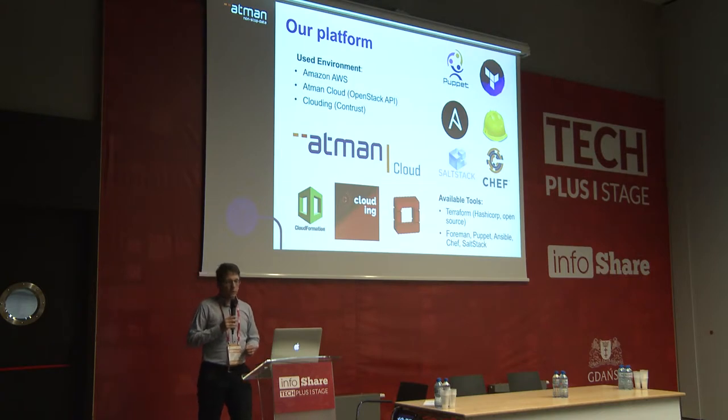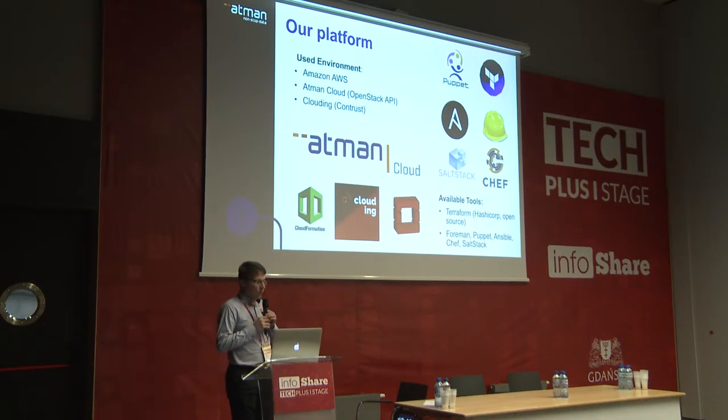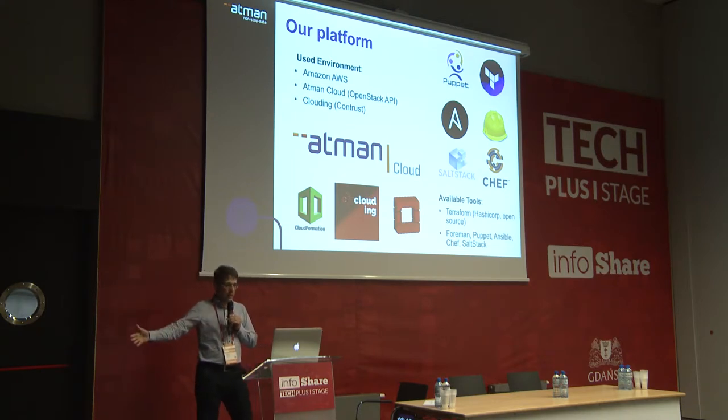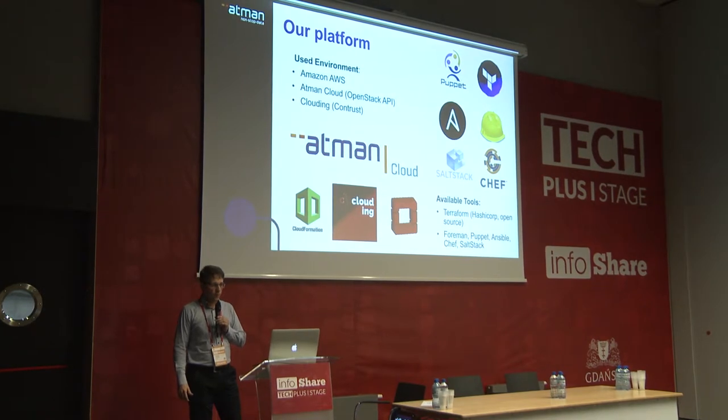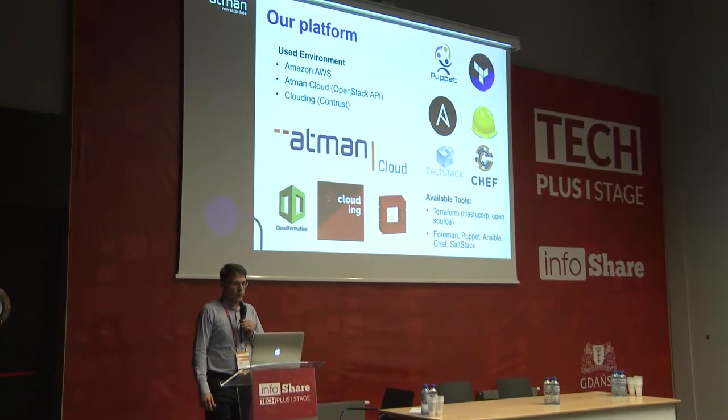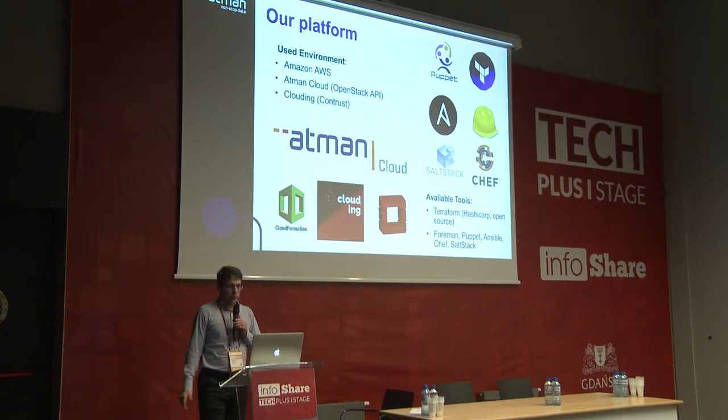In the real situation, we would like to show you a work environment, which is a kind of hybrid solution. From one point of view, we will have AWS resources, the cloud. On another side, we will have Atman Cloud based on the OpenStack platform with API. In the middle, we'll put a clouding component, which is provided by Contrust. On the other side, we just prepare the code, which will be translated by the clouding into the production cloud environment. In this particular case, that will be AWS, Amazon CloudFormation, and OpenStack on the other side.